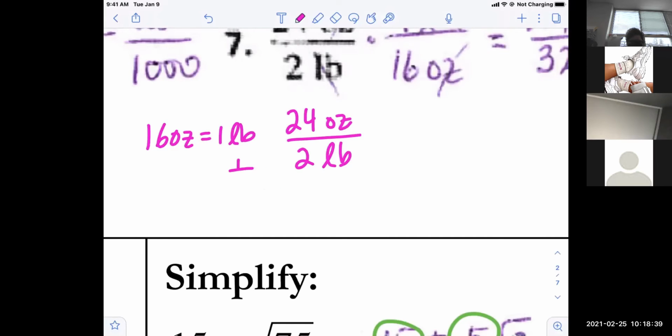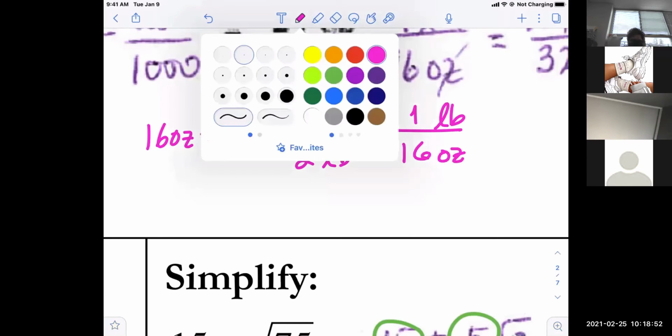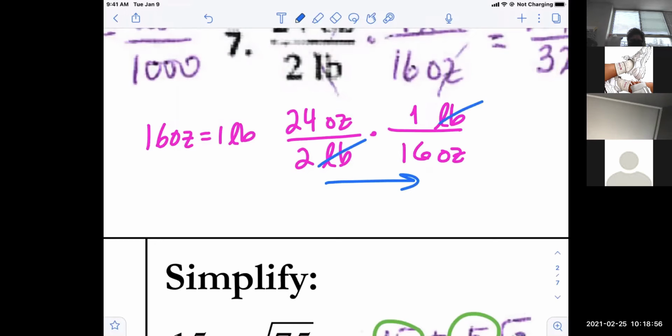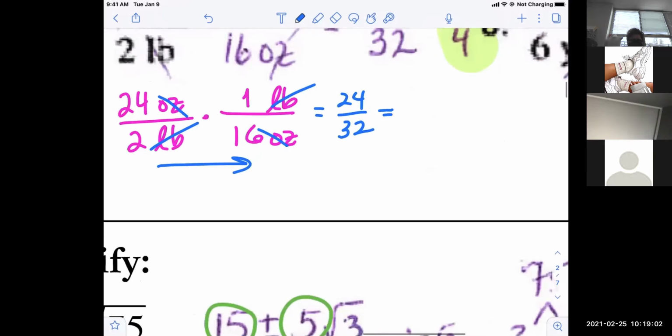So the way you decide which way to do it is you want ounces to cancel with ounces, you want pounds to cancel with pounds. So since 16 ounces is 1 pound, when you multiply, again, you're going straight across. So pounds will cancel, ounces will cancel. You'll have 24 over 32. You can divide out an 8, right? We'll make it 3 over 4.